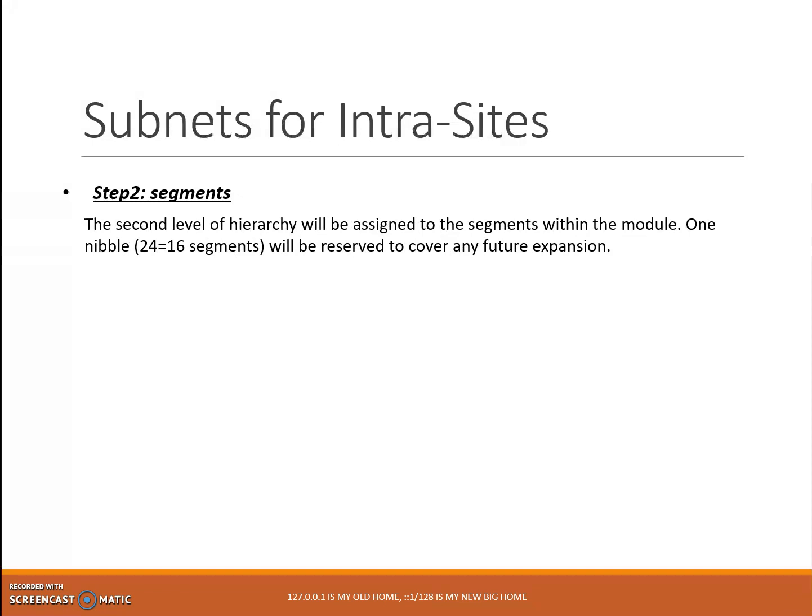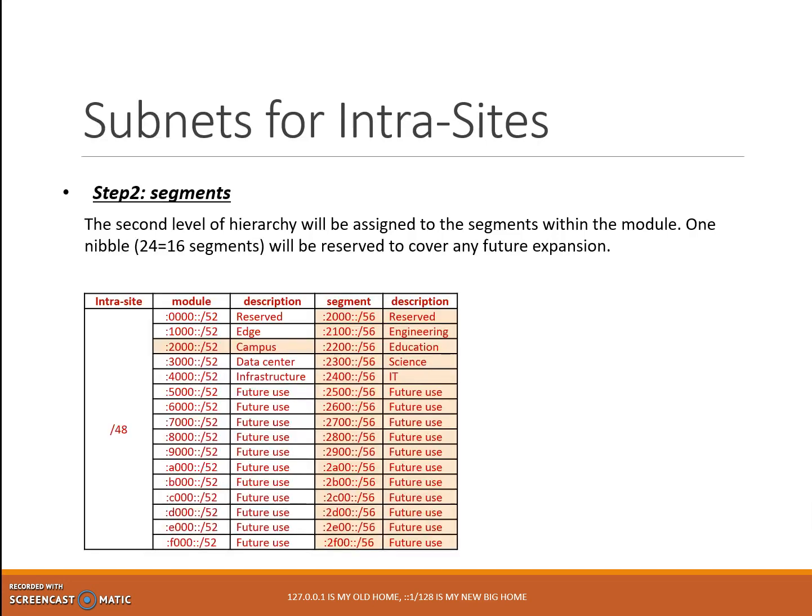Okay, in the second step, we will assign one nibble to the segments. So this is the second level of hierarchy, which will be assigned to the segments within the module. We also need one nibble, which will provide us with 16 segments, reserved to cover any future expansion.